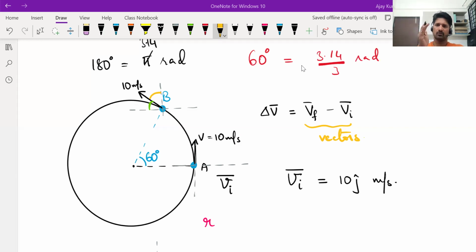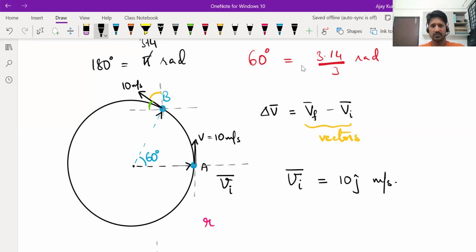See, the position vector rotated by 60 degrees from initial position to final position, the rotation is 60 degrees. Then the velocity vector will also rotate by 60 degrees because position vector and velocity vector are always perpendicular to each other. So if this position vector rotates by 60, automatically the other also will rotate by 60. Okay.